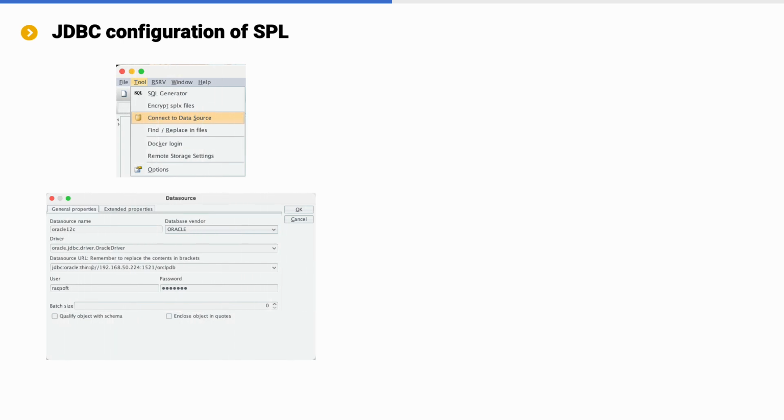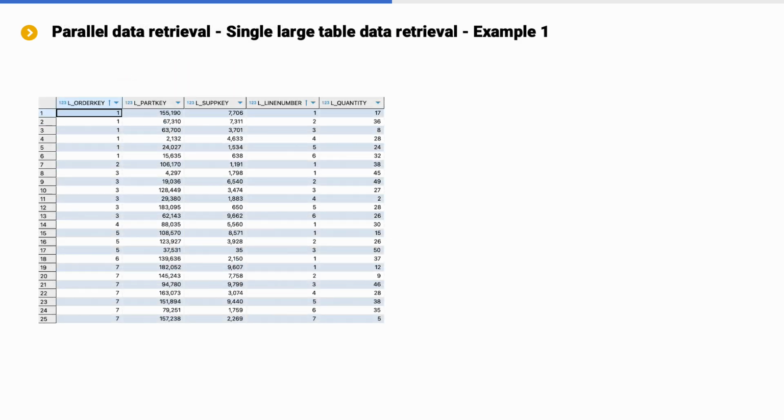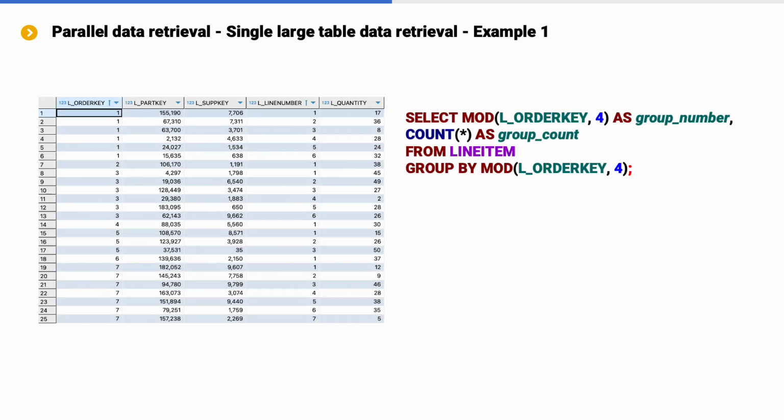In the IDE, you can create a new JDBC connection from the Connect to Data Source menu. Fill in the configuration information. In practical applications, it is usually necessary to manually fill in the JDBC configuration information in raqsoftConfig.xml. The total time required for parallel data retrieval tasks is determined by the slowest thread. To retrieve all the data faster, it is necessary to divide the source data into multiple relatively average segments.